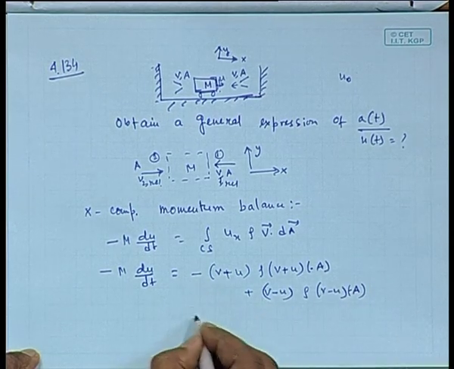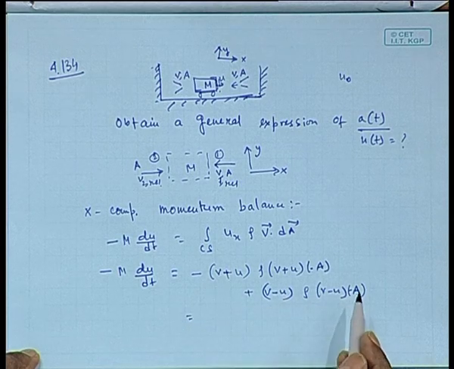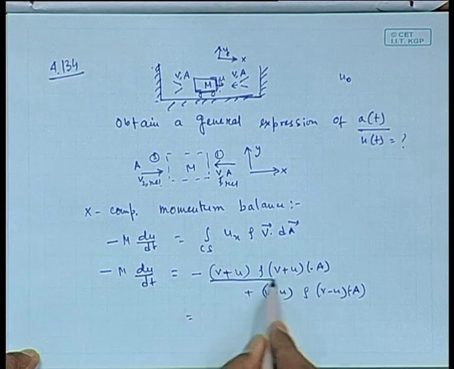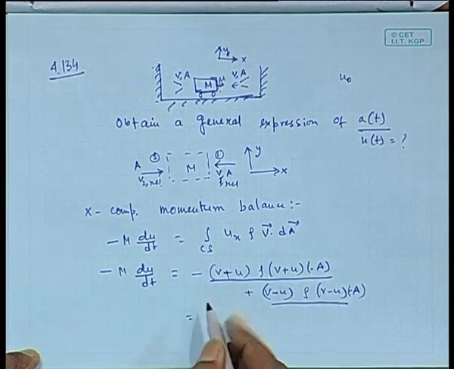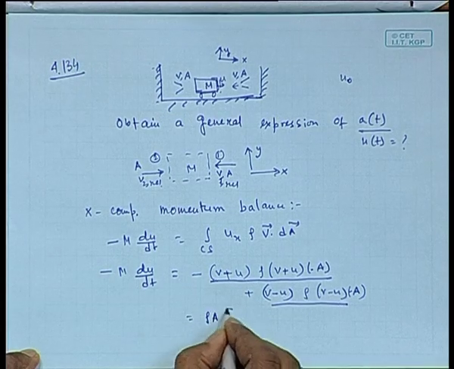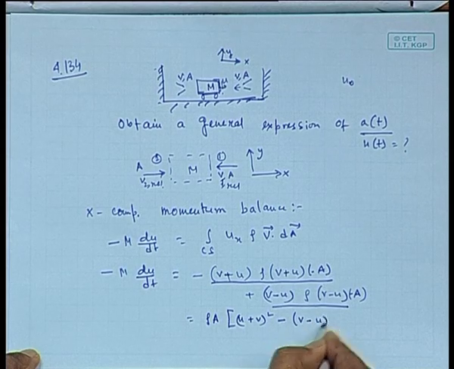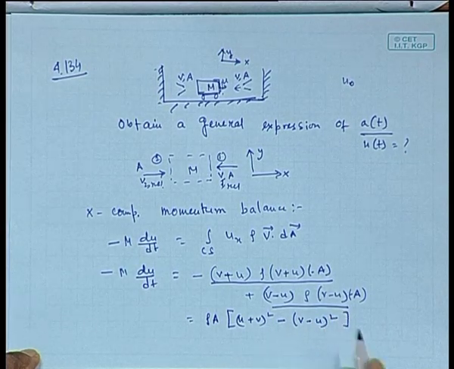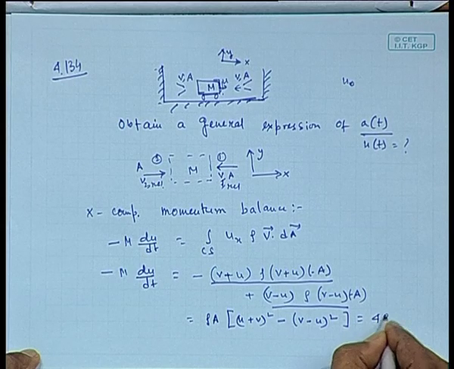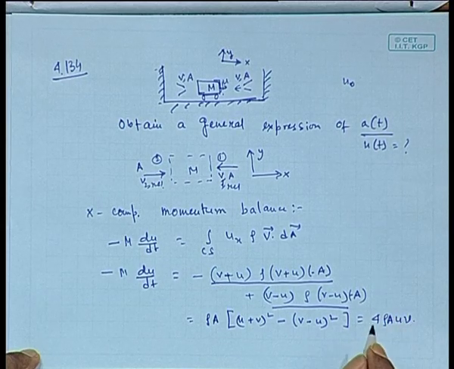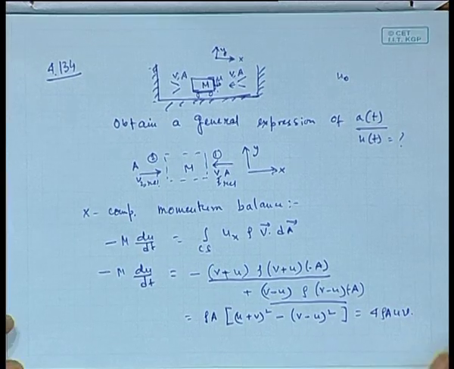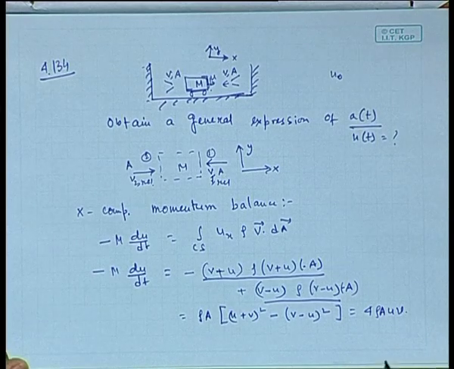Okay. So, finally, you will be getting, so this term will be positive, this whole term will be negative. So, it will be rho times A, u plus v whole square minus v minus u whole square. So, this is nothing but 4 rho A u v. Okay. So now you have to take u on the other side and carry out this integration.